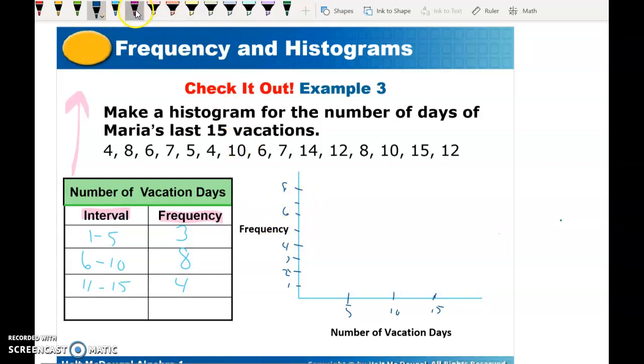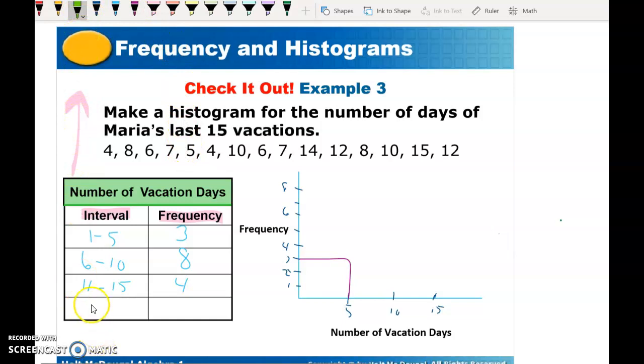So let's pick a new color and do the first one. We get the interval from 1 to 5 has a frequency of 3. So we're going to go here to the 3, and we're going to make a bar at 3.